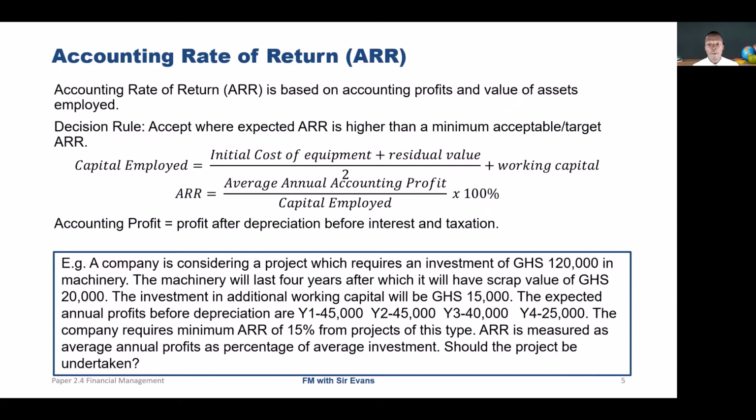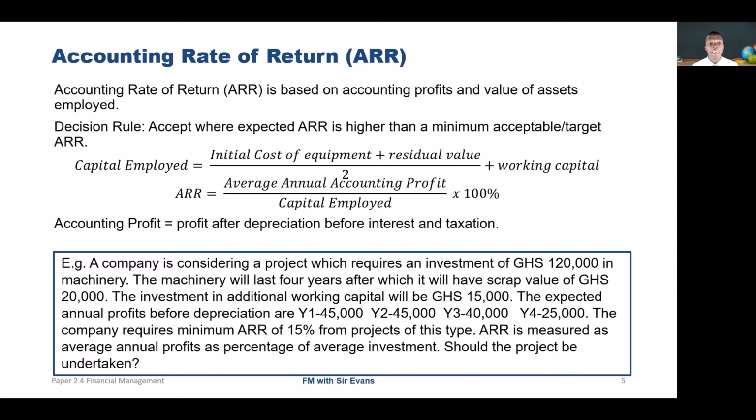The expected annual profits before depreciation are 45,000, 45,000, 40,000, and 25,000. So these are profits before depreciation. But then we need to determine the depreciation of the asset throughout its life so we can get the profit after depreciation. The company requires a minimum ARR of 15%, and ARR is measured as an average annual profit as a percentage of average investment.